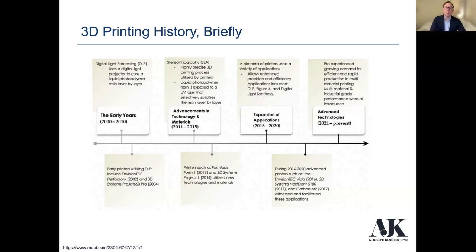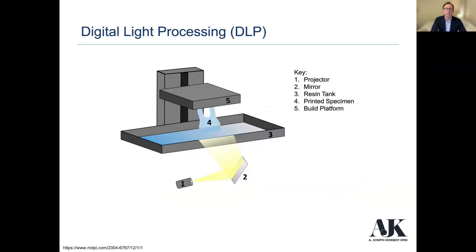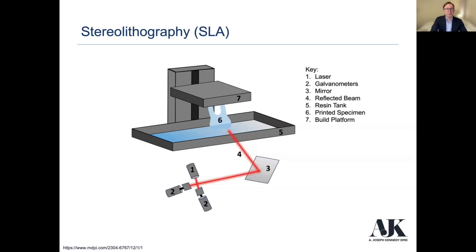Now, things have changed quite a bit, but things have improved, as you can imagine, over the past 20, 25 years. And the technology is really exploding lately. And so we'll talk briefly again about some of this here. So DLP, as I mentioned, if you look at the number one, that's the projector. It's going to shoot an image into a mirror, and it's going to cure layers in the resin tank. Number 5 is the build platform that's going to drop in, cures it, lifts up, resin gets cleared away, and then down again, cures another layer, and just builds it over time.